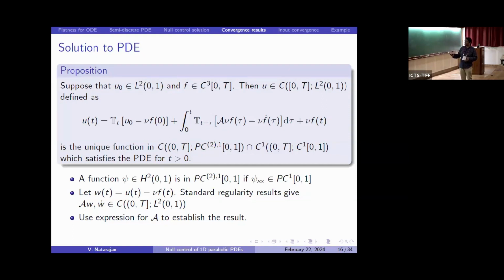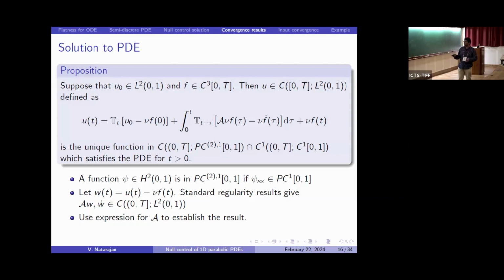And what is this space? This is nothing but functions in H2 such that psi xx is itself piecewise differentiable. Sorry, piecewise C1, piecewise continuously differentiable. Okay, so psi xx is itself piecewise continuously differentiable. So that's what we will show. That's the regularity of this solution.